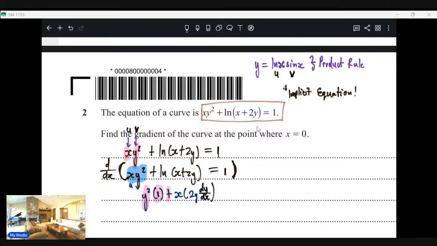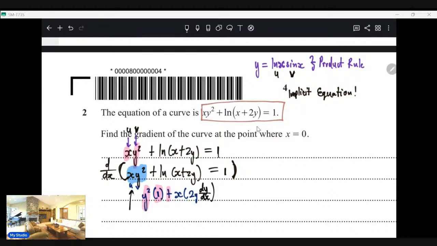When you differentiate anything with a y, you differentiate it the same way you do x. But the moment you differentiate it, right next to it, you must put dy dx. Okay? You have to, right next to it. So this part we have done very well.